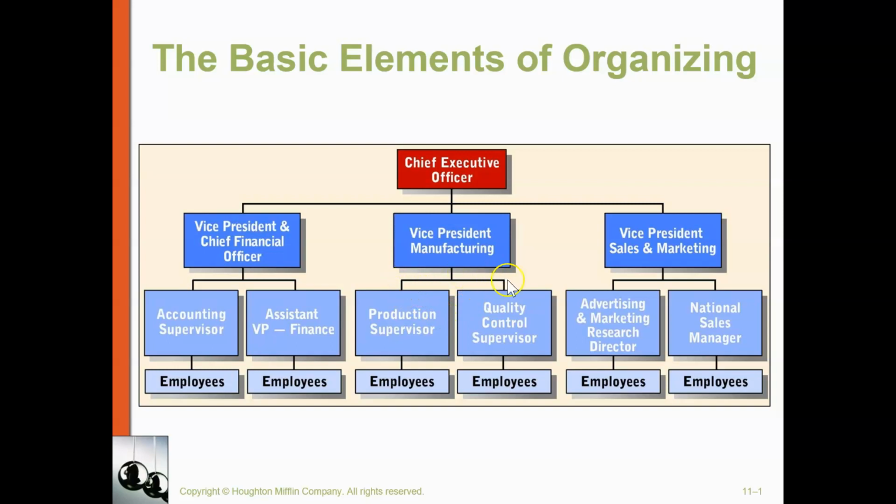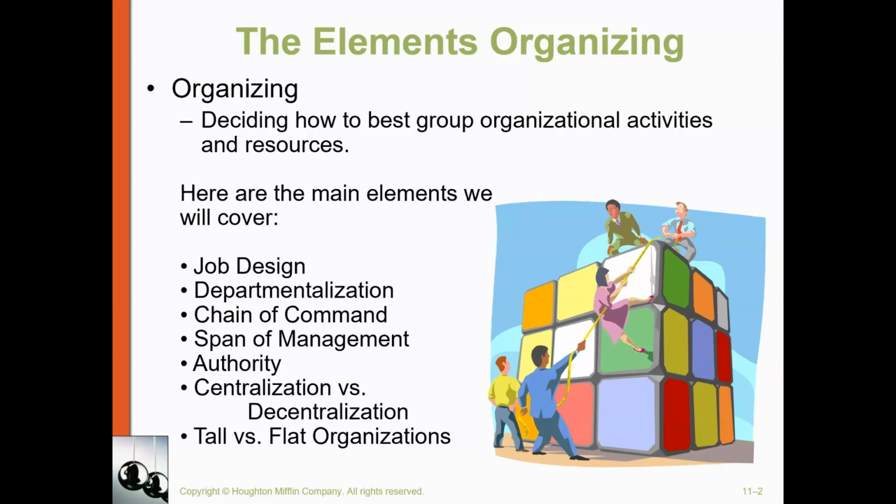We see that these lines connecting the Quality Control Supervisor and the Production Supervisor mean they report up to this Vice President of Manufacturing. What we're going to be talking about in this chapter are all the different elements that make up this structure. The book defines organizing as the process of deciding how to best group our organizational activities and resources. So when we talk about our resources, we're talking about our human resources as well as informational resources, physical resources, all the resources we've talked about previously.